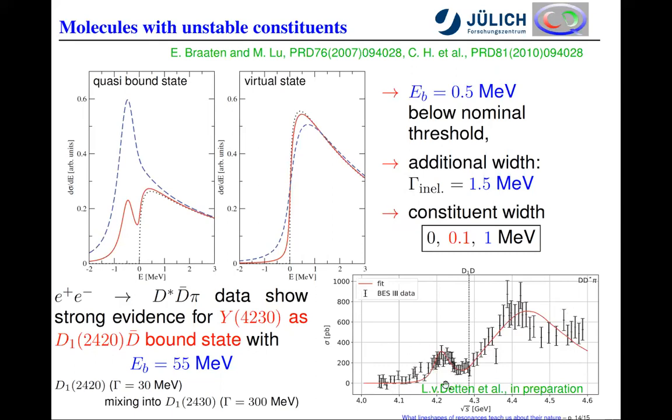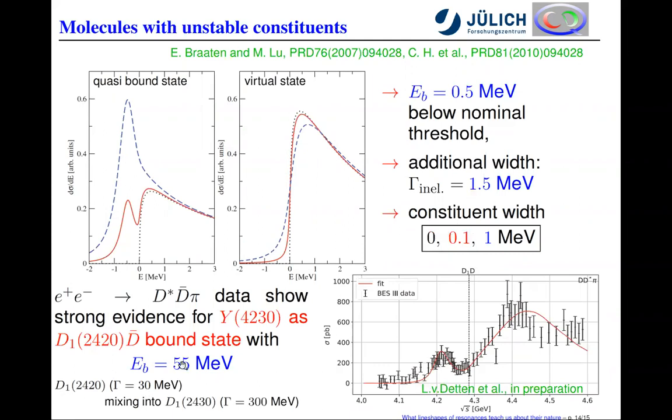This structure here is what is now called Y4330. And the line you see here is part of the PhD studies by Leon von Detten. It's in preparation for publication. This red line only contains a single state, Y4230, however, strongly coupling to the continuum. The bound state energy is 45 MeV, and the width of the constituent is 30 MeV. Therefore, this is similar to the situation of the red curve here.